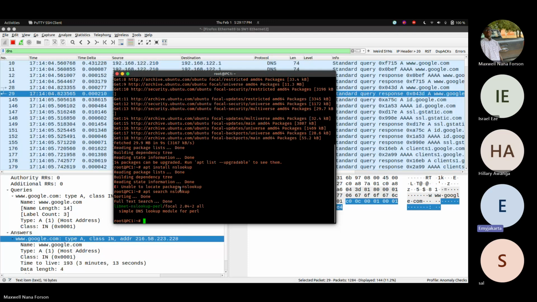Sorry, that 8.8.8.8, what IP address is it? It is the Google DNS server.